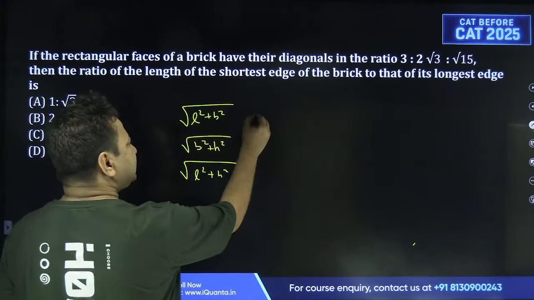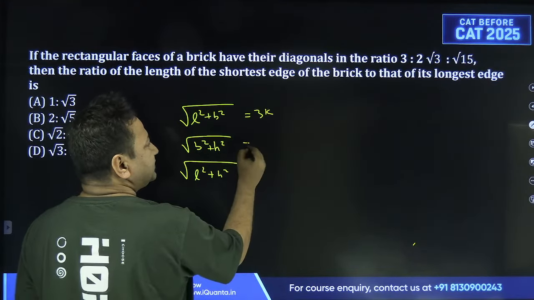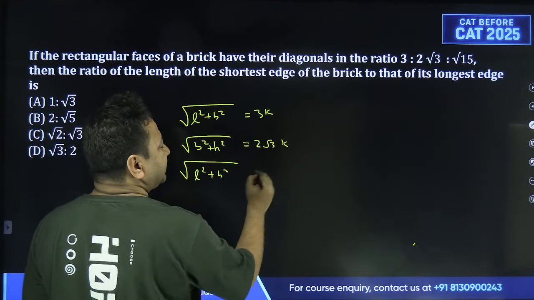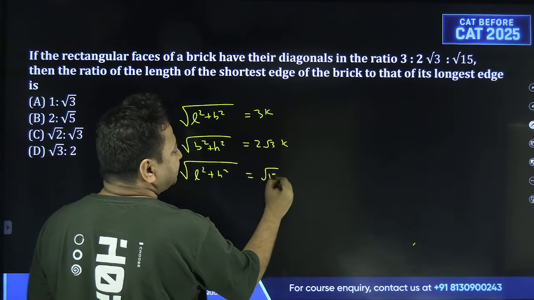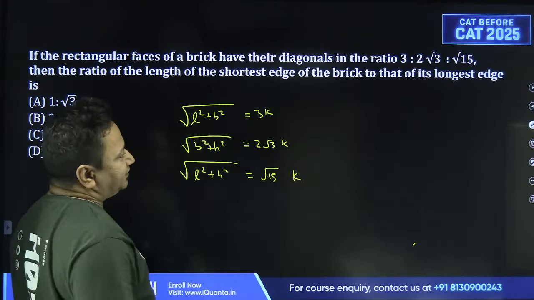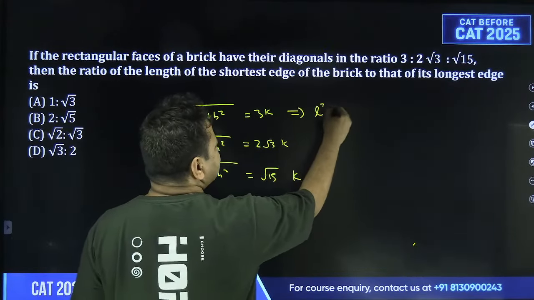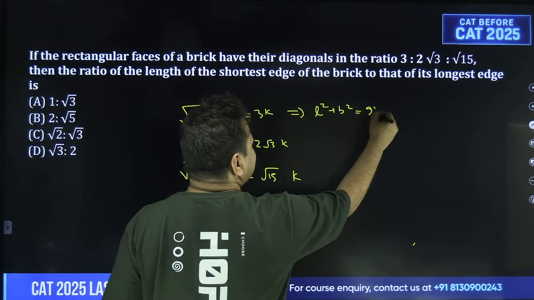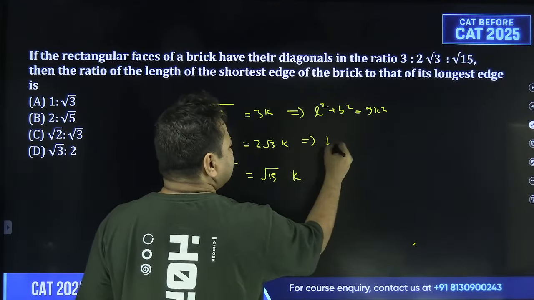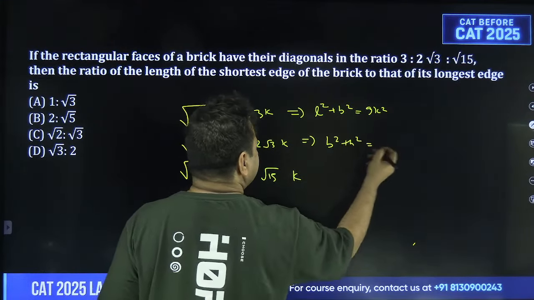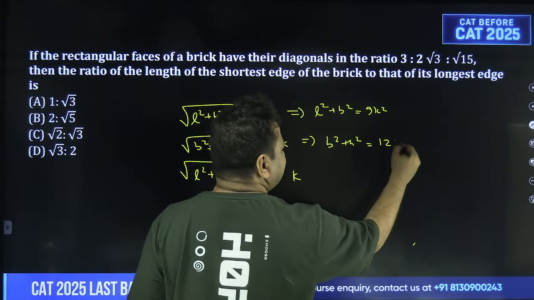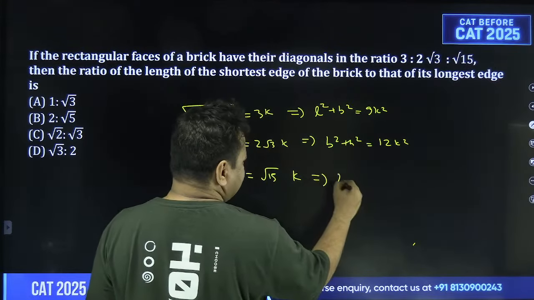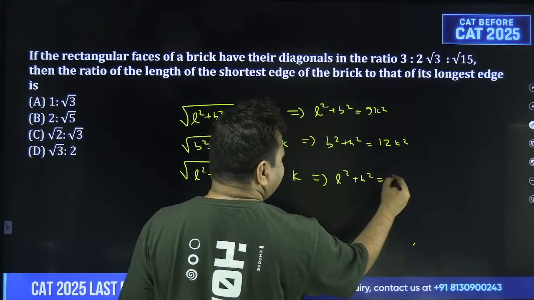Now I can see this guy is 3k. This is 2 root 3 times k. And this one is root 15 times k. I hope you don't mind. And then taking square of both the sides, I get L square plus B square as 9k square. B square plus H square is how much? 2 to the 4, 3, 12k square, and then L square plus H square will be equal to 15k square.